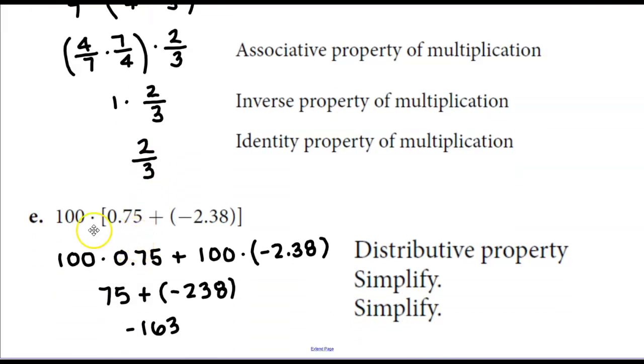Then we have the following. We have 100 times (0.75 plus negative 2.38). And we're going to distribute 100 to both of those values. So it's going to be 100 times 0.75 plus 100 times negative 2.38. Now 100 times 0.75, we move that decimal place over twice. We get 75 plus 100 times negative 2.38. Move that decimal place over twice, which gives us negative 238. And if we add 75 to negative 238, then we would get negative 163 as your result.